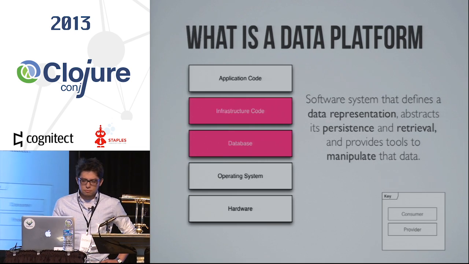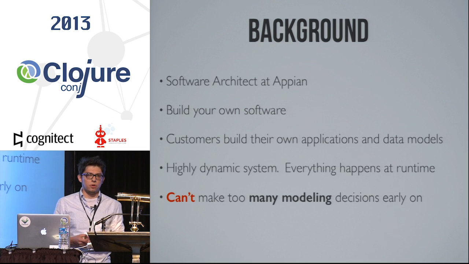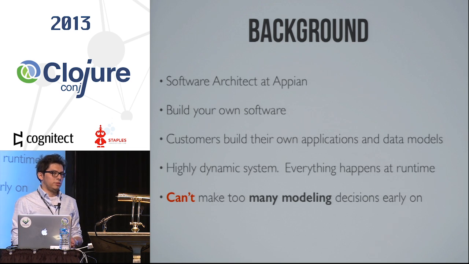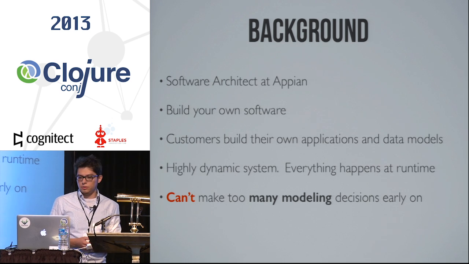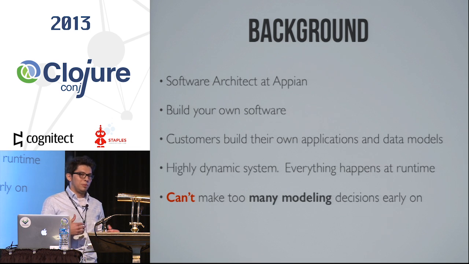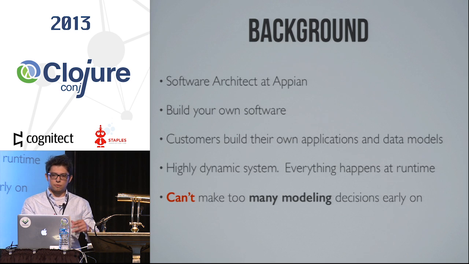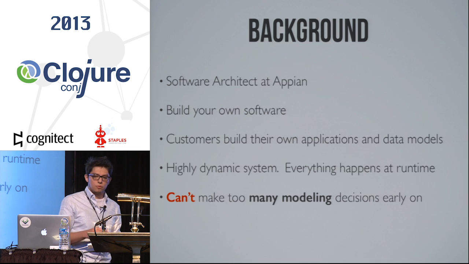And so first of all, I'm going to introduce myself. I'm a software architect at Appian. Appian is a software company headquartered in Reston, not too far from here. And what we do is we have a software platform that lets other people build and configure applications and then run those applications on top of that platform.